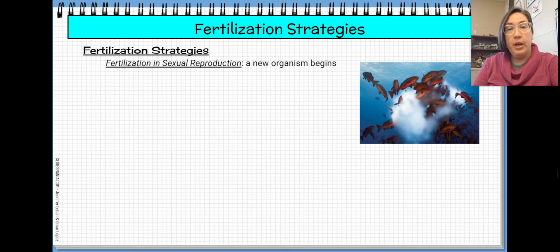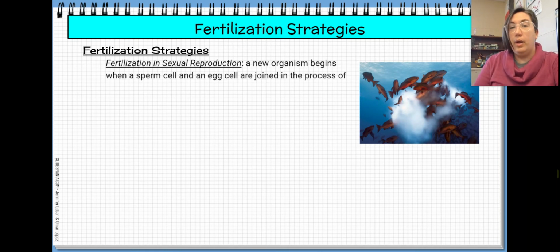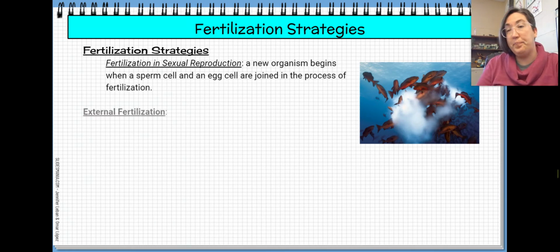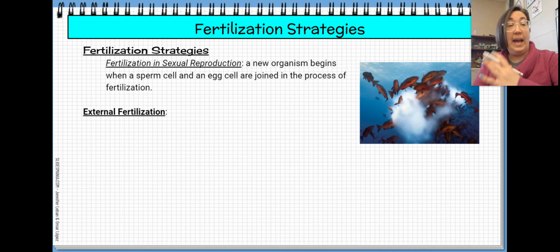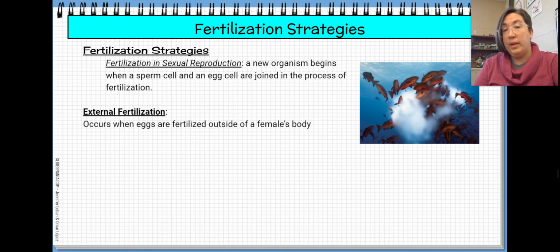Fertilization strategies. Remember back to fertilization and sexual reproduction. A new organism begins when a sperm cell and an egg cell are joined in the process of fertilization. So we have external fertilization. This occurs when eggs are fertilized outside of the female's body.